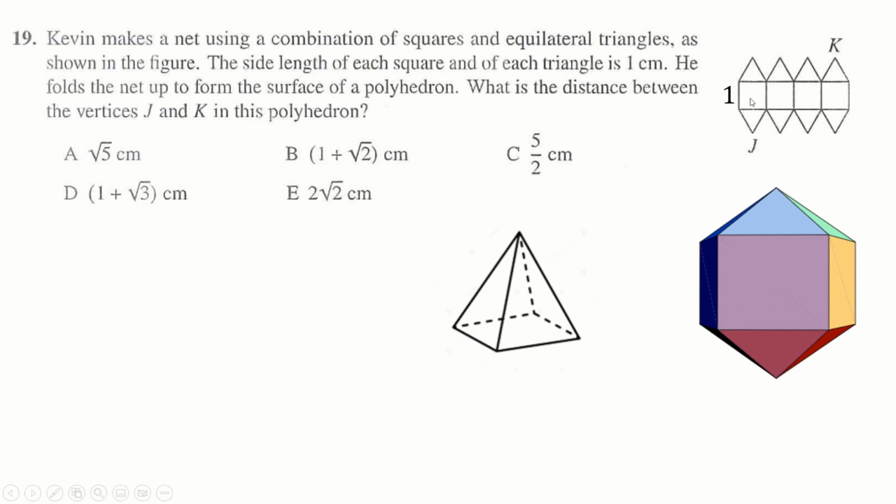And those 2 triangles are equilateral triangles, like 1, 1, and 1, because, of course, the square length is 1, and these are all 1s. So it's 1, and 1, and 1. So I want the height of this.